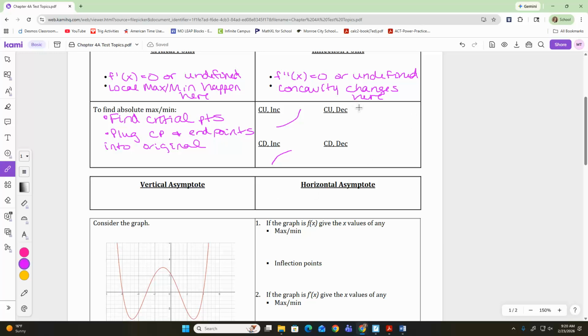Okay, curved upward but decreasing. So decreasing just tells me it's falling. Or it could be curved downward and decreasing. So those are really the 4 different shapes. We look at increasing and decreasing, whether it's rising or falling, and concavity tells us how it's curving.